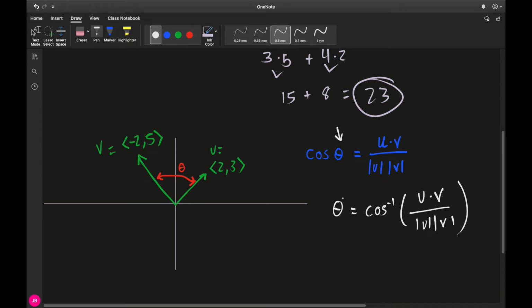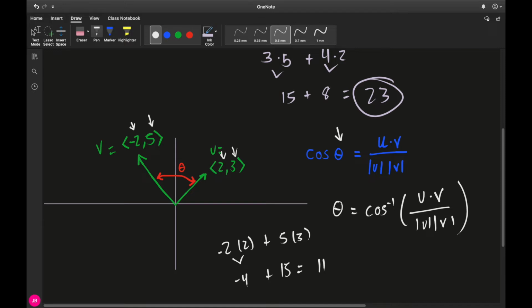So let's see how that would work out in practice. First things first, we need to find the dot product. The dot product is going to be -2 times 2 plus 5 times 3. We get -4 plus 15, which gives us 11. And so -4 plus 15 gives us a dot product of 11.